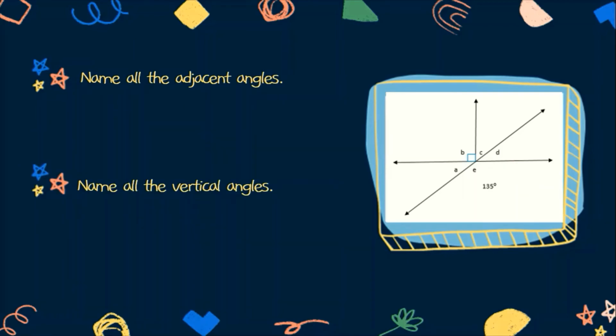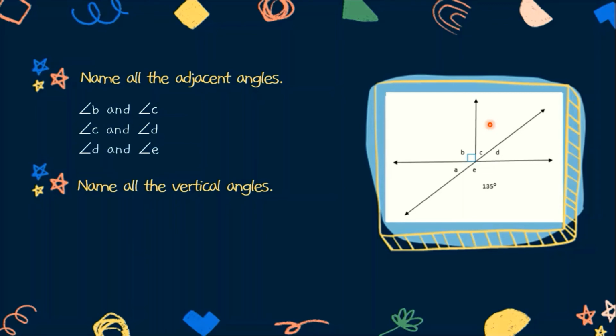Using the same illustration, we need to name all the adjacent angles and the vertical angles. First adjacent angle natin ay angle B at angle C. This is their common vertex and this is their common side. They are next to each other, magkadikit sila, but they do not overlap. Another adjacent angle pair, angle C and angle D. This is their common vertex, common side, next to each other, but they do not overlap.